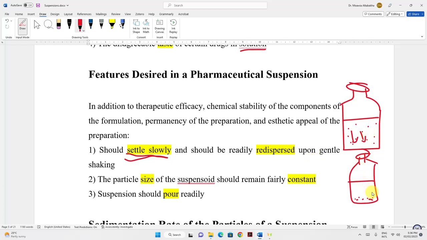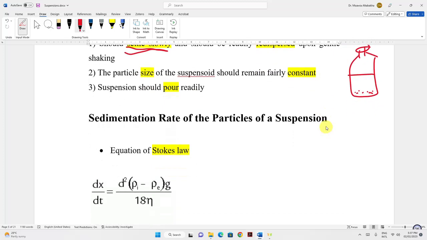Also, these particles, you don't want to see them growing in size. Suddenly they are coming together and growing in size. You want them to stay constant in size. Also, when you shake them and redistribute the particles, you want to be able to pour the required volume from the bottle easily or readily. You don't want it to be very viscous, like honey, which would be difficult to pour. You don't want that to happen.